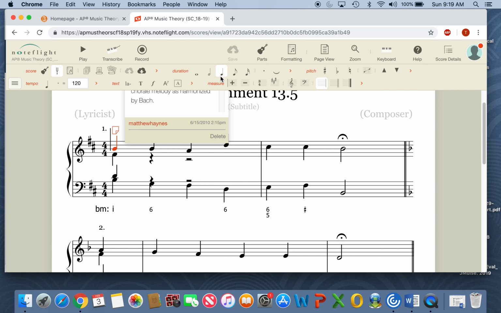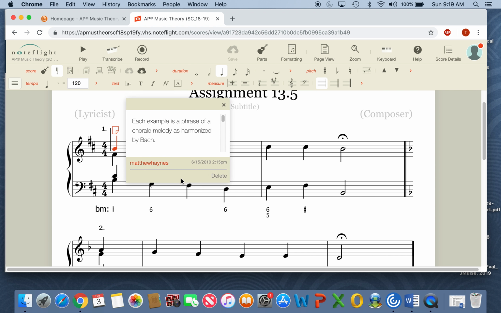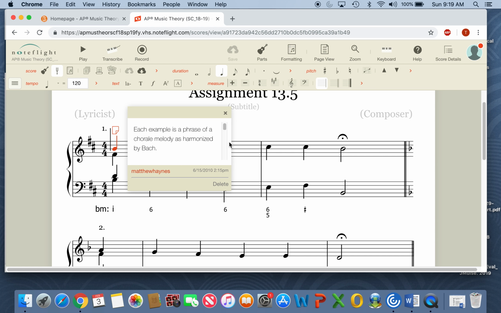Scroll up to the top. Maybe drag this whole thing down. Each example is a phrase of chorale melody by Bach. Add alto and tenor. Make sure, I'm going to show you how to do this. Use L for lower and U for upper to enter the additional stems. That gets rid of any rests that might otherwise show up. The rests are terrible. Please don't use rests.